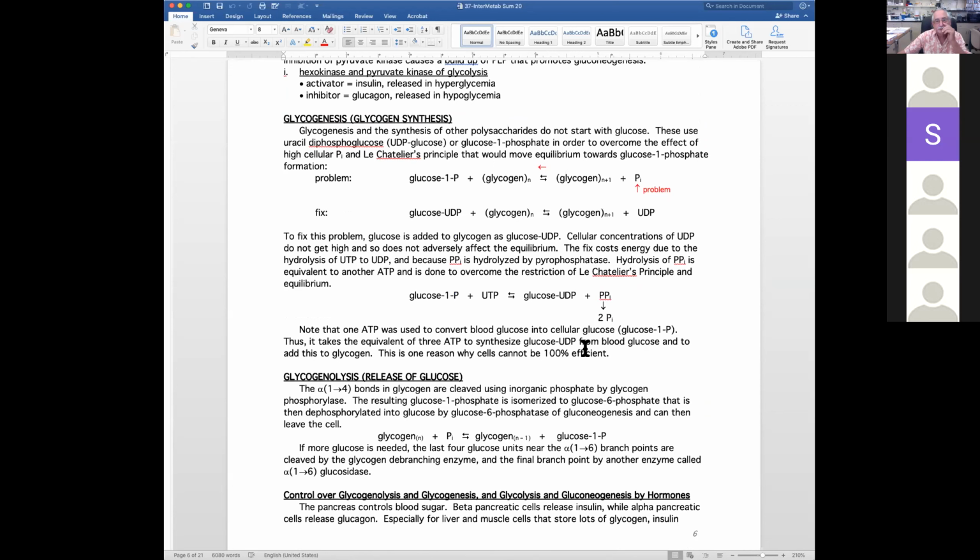So glycogenesis, making glycogen from glucose. There was a problem, which was solved. The problem was simply Le Chatelier's principle.